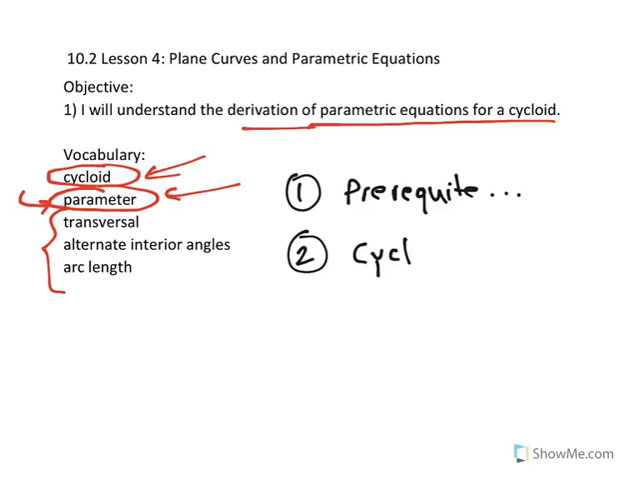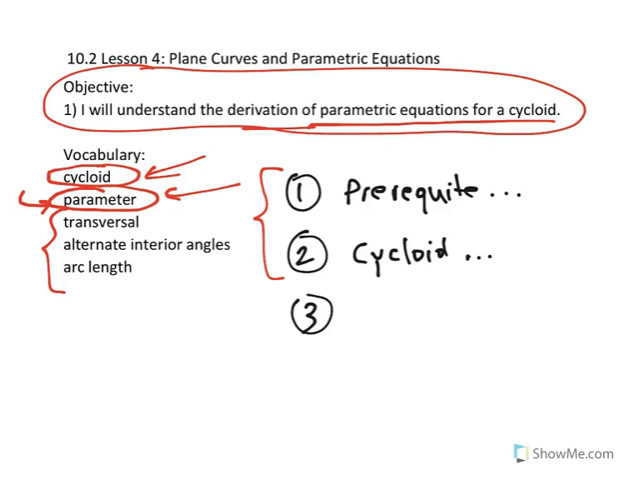So we'll talk about what a cycloid is, because once you understand that, then you will be able to put these two things together to understand the objective for today, which is how we come up with a set of parametric equations for a cycloid. The first thing that you need to do in that process is to understand what the parameter will represent so that you're clear about what the parameter represents and how you can use that along with the prerequisite knowledge and your understanding of what a cycloid is to come up with a set of parametric equations for a cycloid.